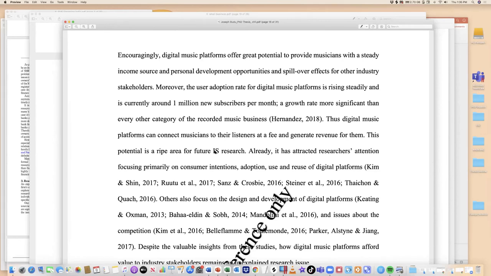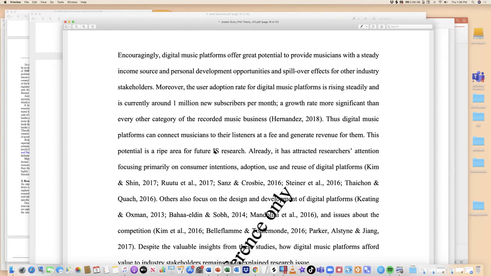Moreover, the user adoption rate for digital music platforms is rising steadily and is currently around 1 million new subscribers per month, a growth rate more significant than every other category of recorded music business. Thus, digital music platforms can connect musicians to their listeners at a fee and generate revenue for them. This potential is a ripe area for future IS research.